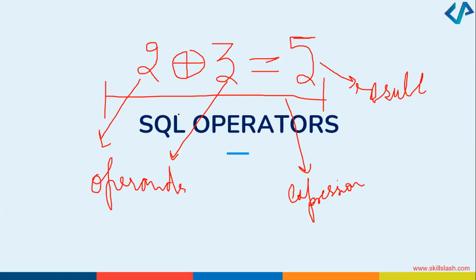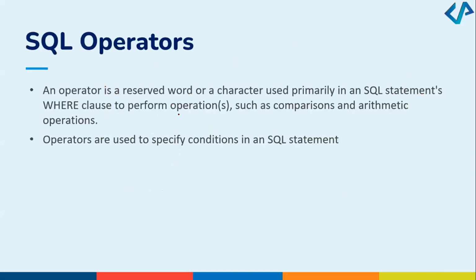Now, when we talk about operators, there are different types of operators in SQL which help you do some operations. So let's look at what an operator is first. An operator is a reserved word or a character which is used to do some calculations, computations, comparisons for you, right? Operators are used to specify conditions in the SQL statement.